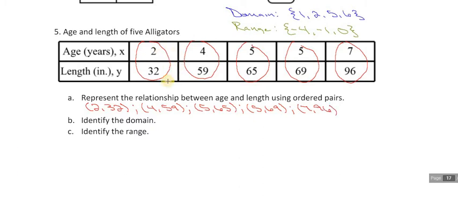Which means then that our domain is our X values, which is listed across the top, or the X coordinate of these ordered pairs. So we've got 2, 4, 5, and 7. Whereas our range is the Y values, 32, 59, 65, 69, and 96.